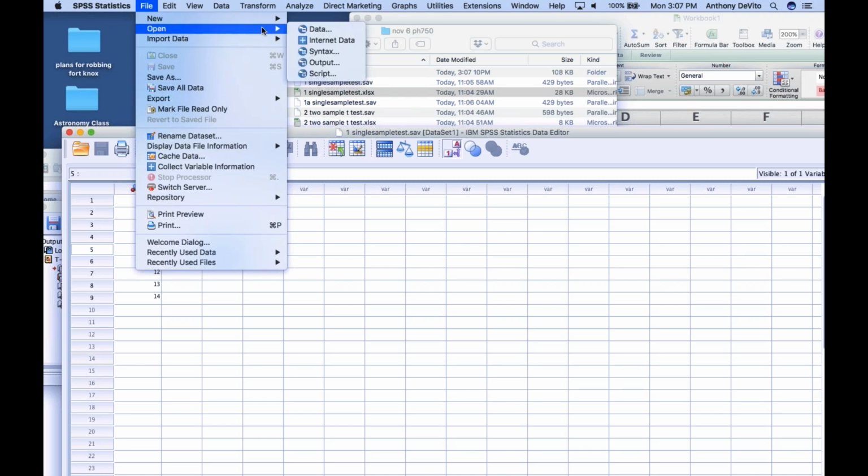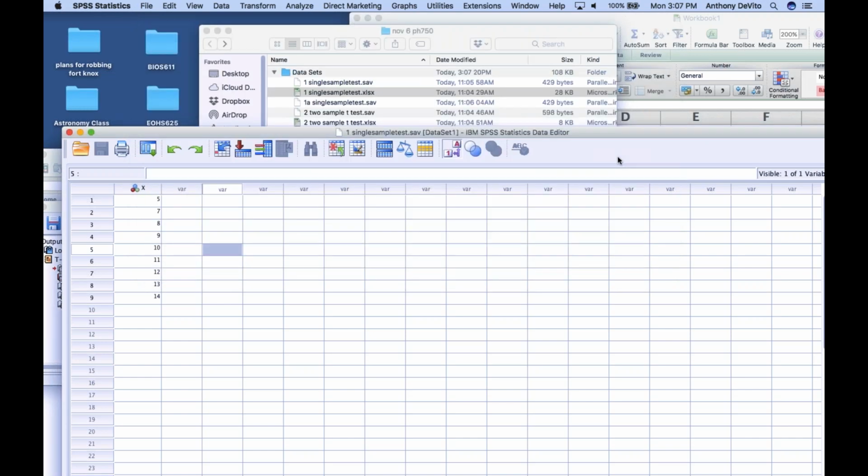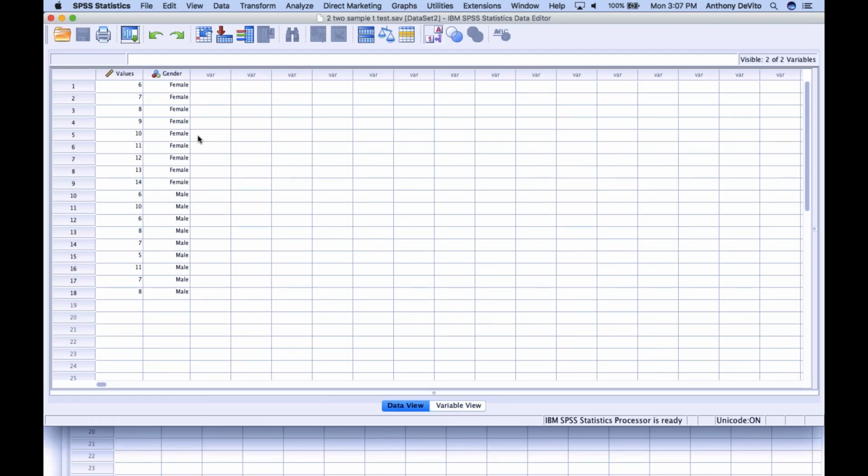Open, data, and then navigate to the desktop and look for the 2 sample ttest.sav. Okay, and here it is. It's males and females. One variable is gender, and it's calculating the difference between two values, two samples, one for males, one for females, from a population of males and a population of females, and the sample size for each is 9.